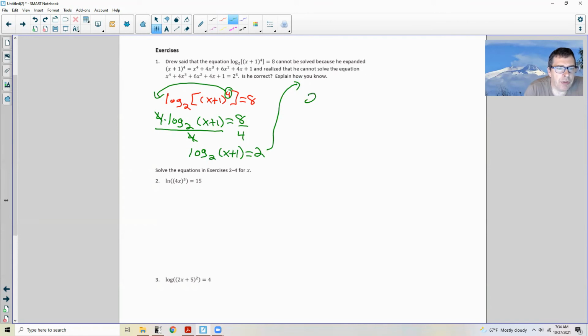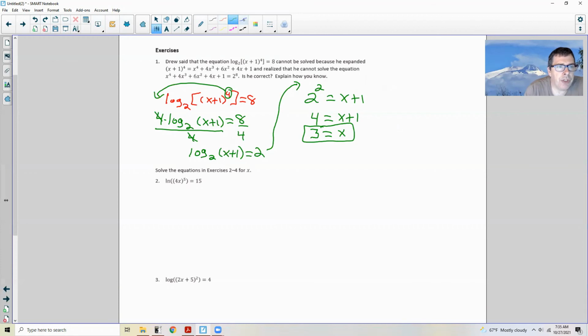2 to the power of 2 equals x plus 1, okay? B to the power of L equals x. And 4 equals x plus 1. Subtract 1 from both sides, and we get x equals 3. Okay, we were able to solve it. Is he wrong? Let's check our answer first, though.